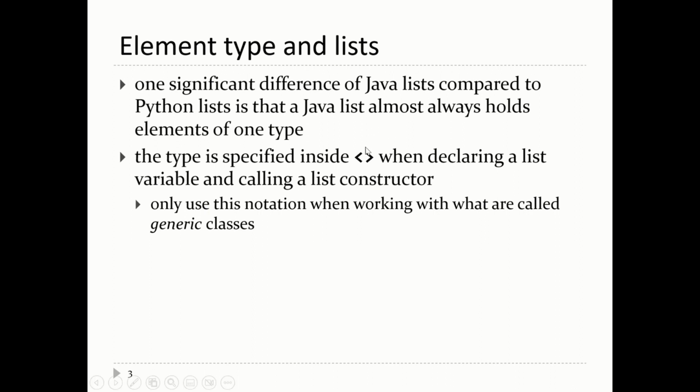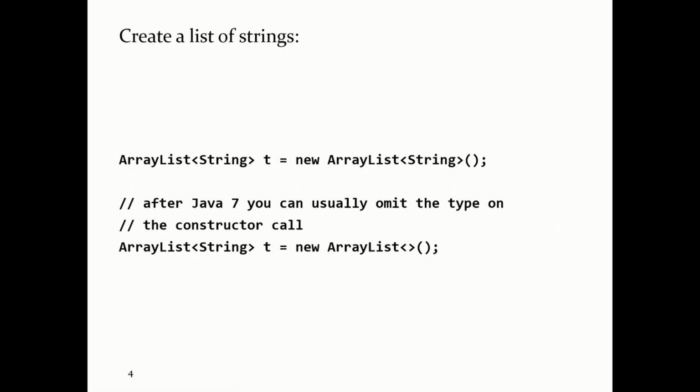This bracket notation is a feature of the Java language that's used when you are working with what are called generic classes. A generic class is a class where you are allowed to specify one or more types that are parameters for the class. For a list, one of the parameters is what is the element type of the list. And so you specify that as a generic type argument. And I'll show you how to do that in just a second.